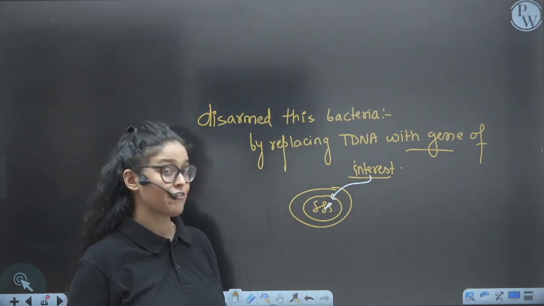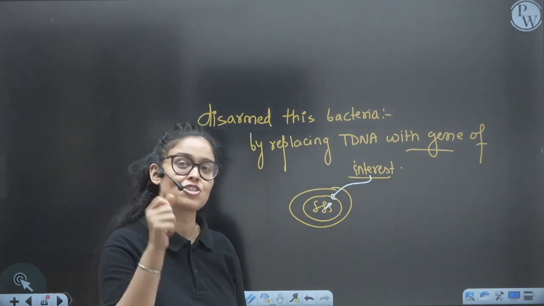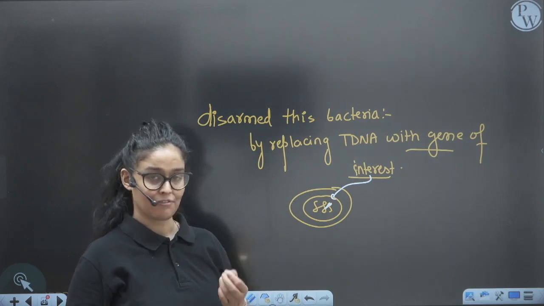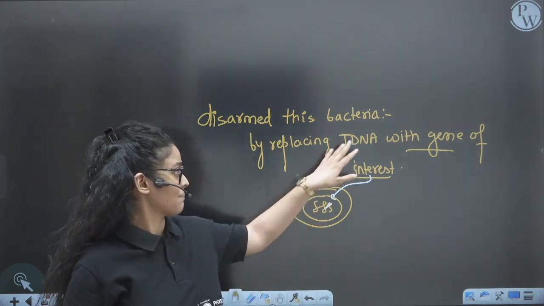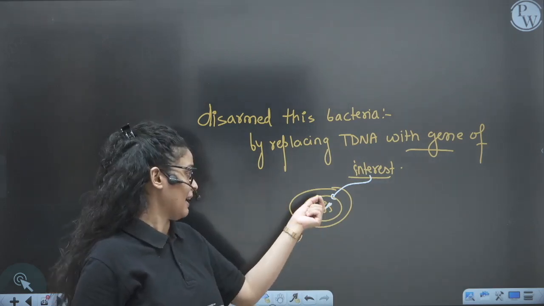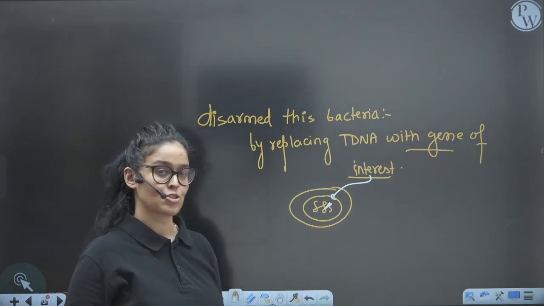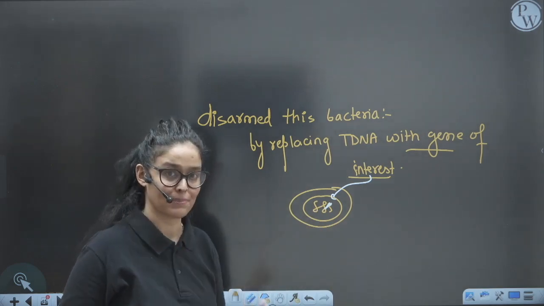So we have converted this pathogen into a disarmed one, meaning we have taken the dangerous gene out of the Ti plasmid of the bacteria and replaced it with the gene of interest, and then we let the bacteria infect the cell and transfer the gene of interest into the plant cell. So now this plant cell has our favorable gene, right?